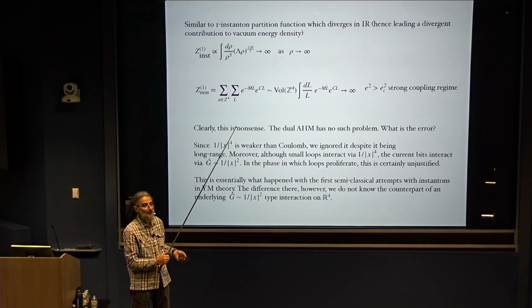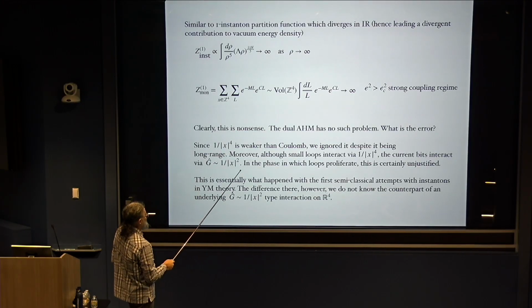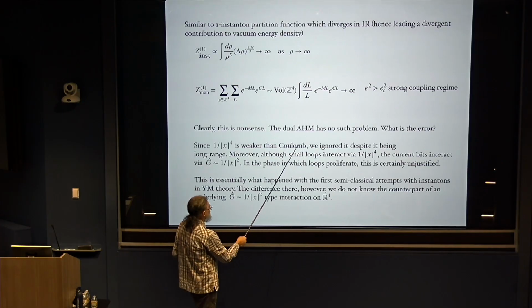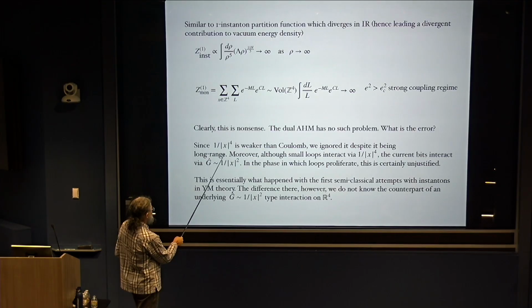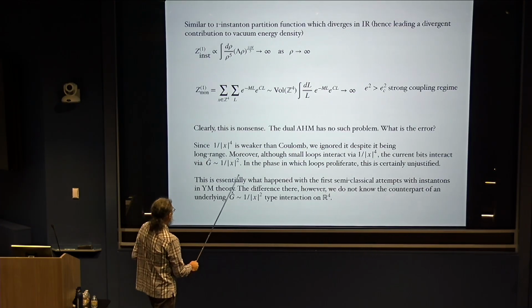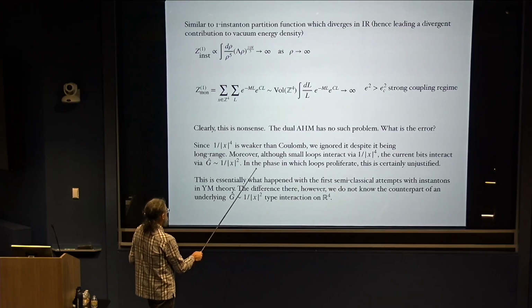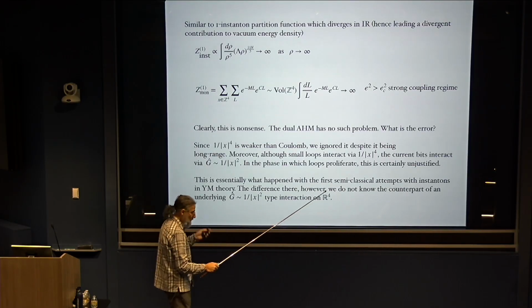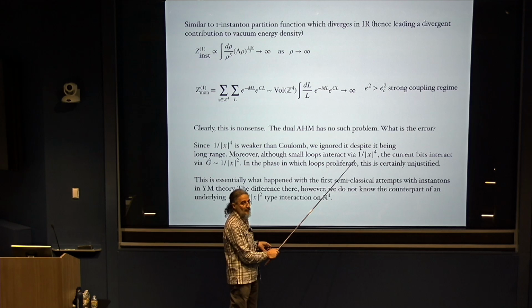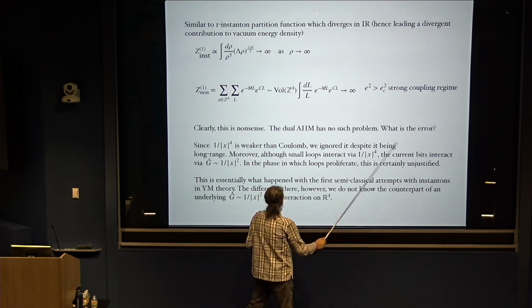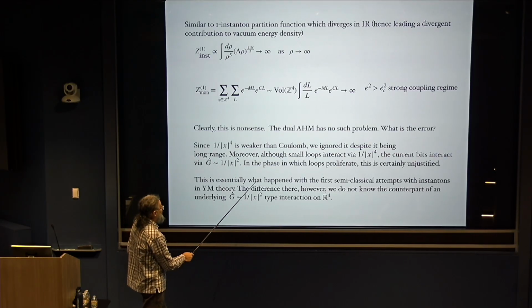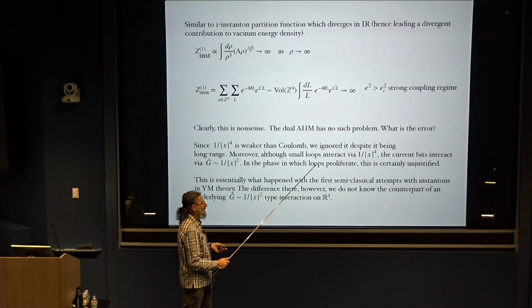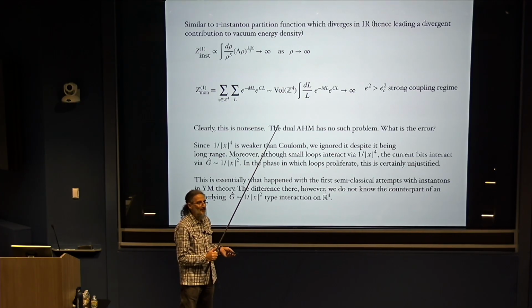So this is when you do non-interacting, yes. Clearly, this is nonsense. And when we construct dual abelian X model, it has no such problem. So what is the error? This 1 over x to 4 is indeed much weaker than Coulomb, and we ignored it despite it being long range. The crucial thing, although small loops interact by 1 over x to the 4, the current bits interact via 1 over x squared, which is interesting. In the phase in which loops proliferate, it is certainly unjustified. We are ignoring 1 over x square type interaction.